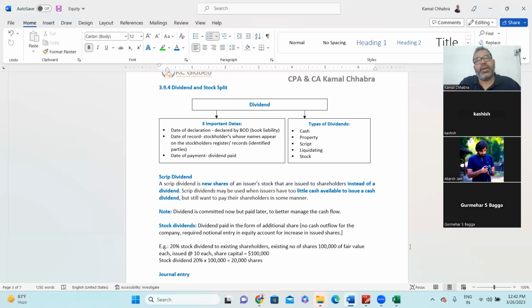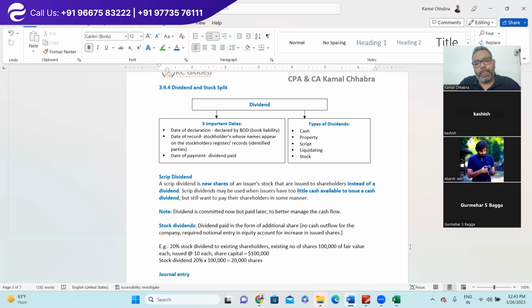What will be the journal entry for dividend payable? From where do we pay dividend? We pay dividend from these reserves. Yes, retained earnings, correct. So retained earnings generally have a credit balance. So you'll be debiting retained earnings to propose dividend and crediting dividend payable. You can say proposed dividend or dividend payable, because proposed dividend is before declaration.